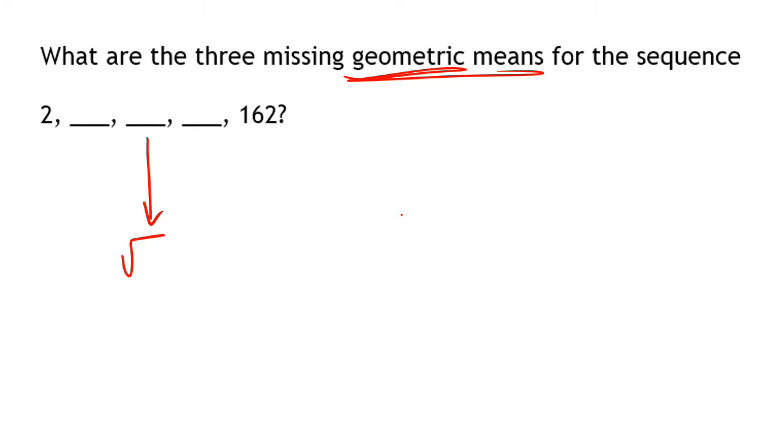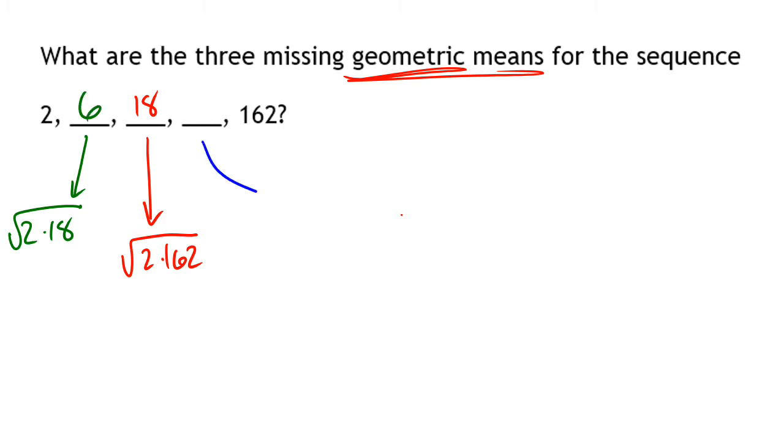And of course, if I want to find the geometric mean of two numbers, it's the square root of their product. So the square root of 2 times 162 is exactly 18. Now that I know the value to the left and to the right of this spot, I can use the 2 and the 18 to find its geometric mean, right? 2 times 18 is 36, and the square root of 36 is 6.